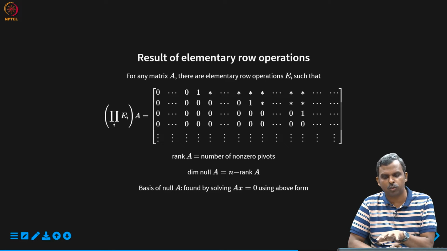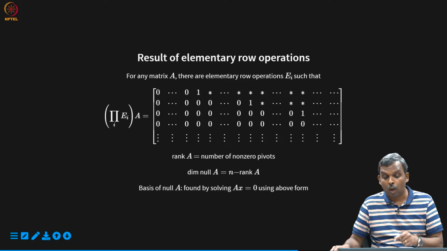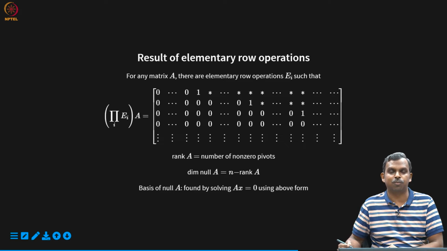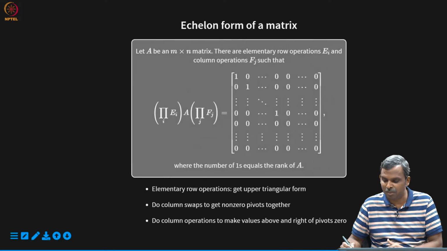Okay, and this was very useful. This structure itself was very useful. Now, if I can do column operations, you see I can further simplify this. Okay, you can get a very surprisingly simplified form.